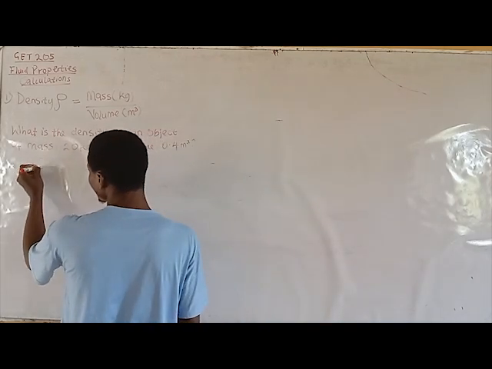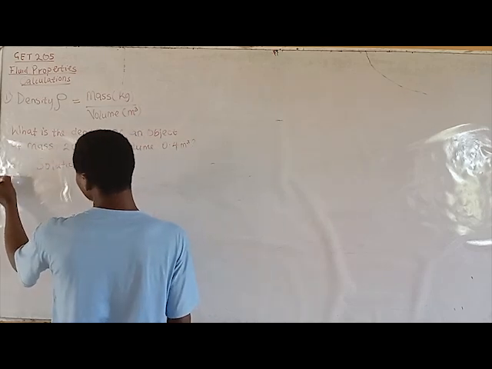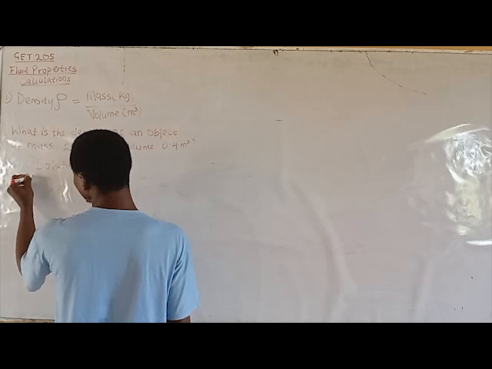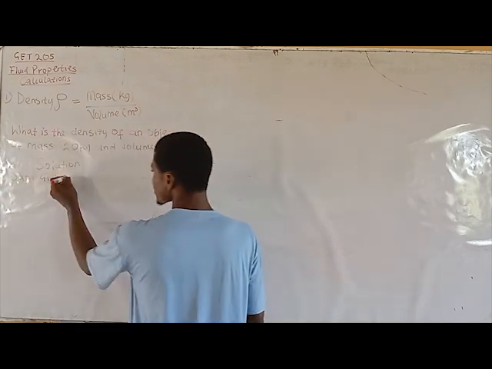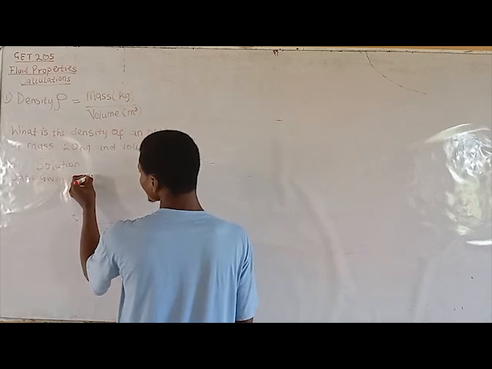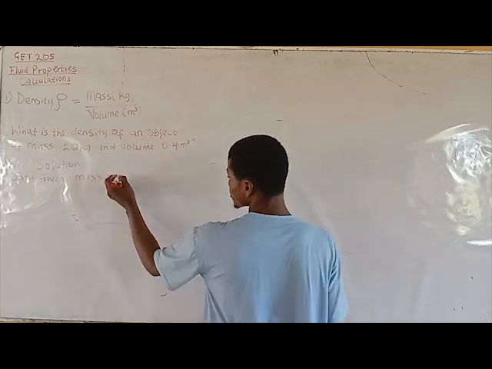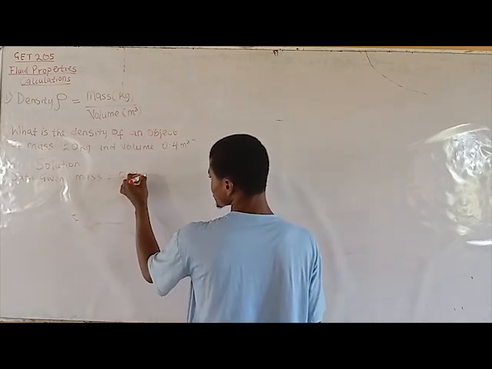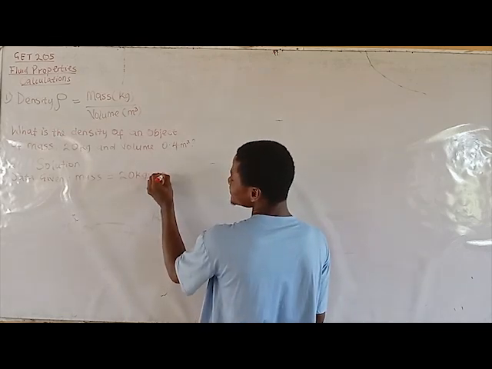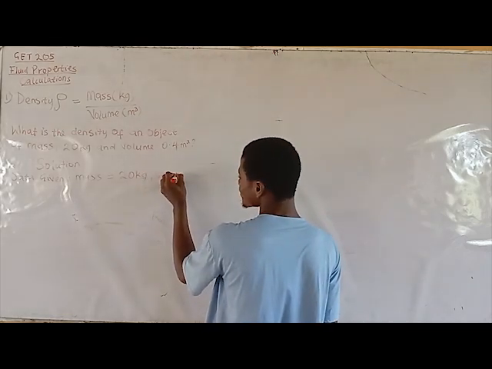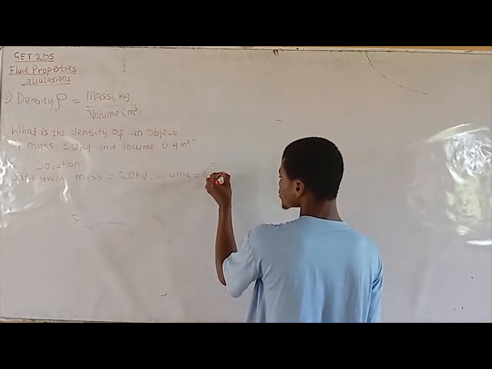It's simple. All you need to do is state out your solution. We know that there are various data that were given. For our data given, mass equals to what? From the question, mass equals to 20 kg. Our volume is 0.4 meters cube.